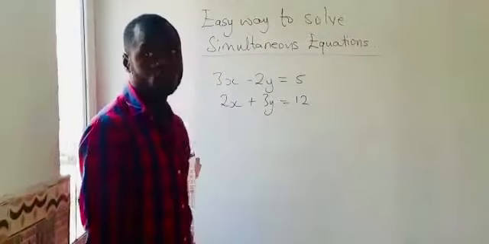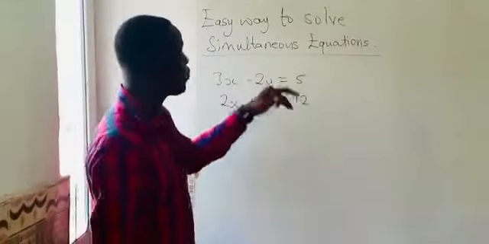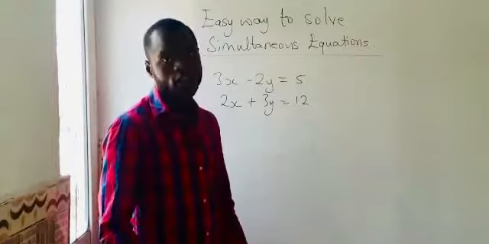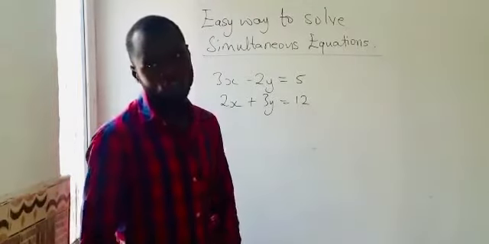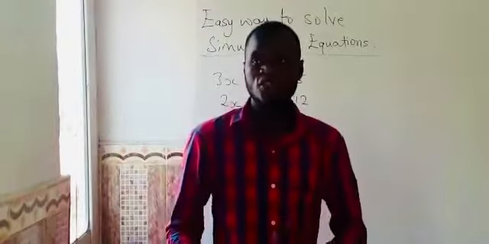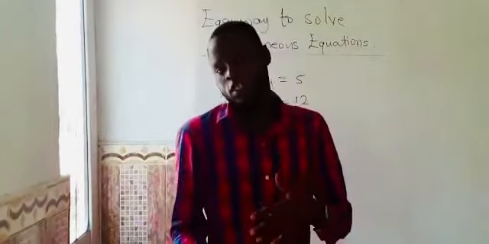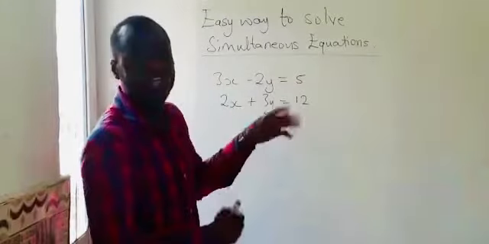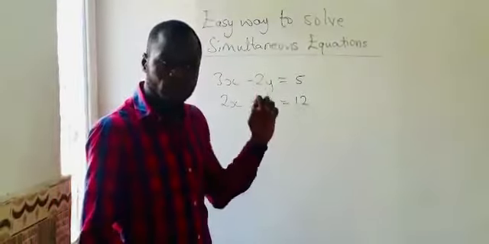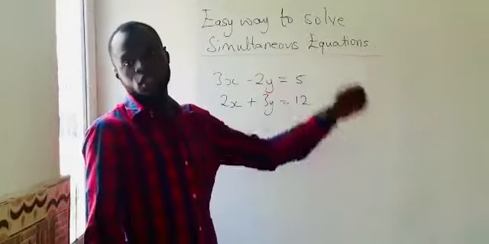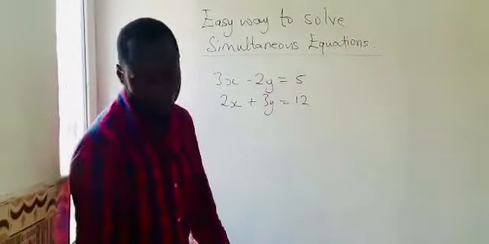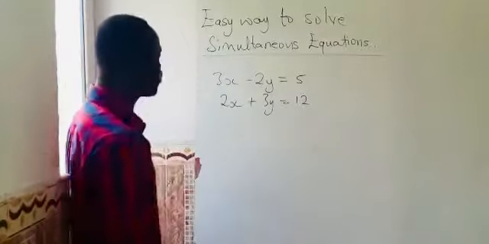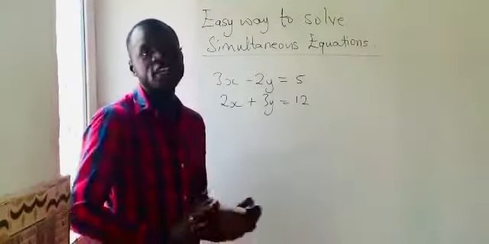Today I would like us to look at the easy way to solve simultaneous equations. Normally, if you are to solve a simultaneous equation, you need to name the equations, make one variable the subject, substitute it into the other, and then find the value of that variable. Then you substitute it into another equation to find the other variable. In this case, I would like to give you the easy way of doing that.